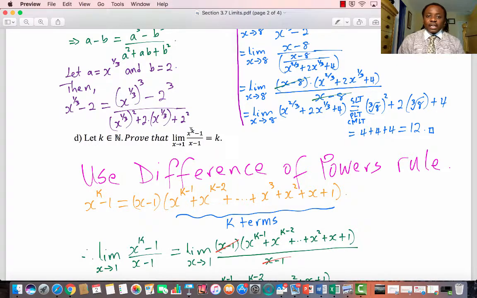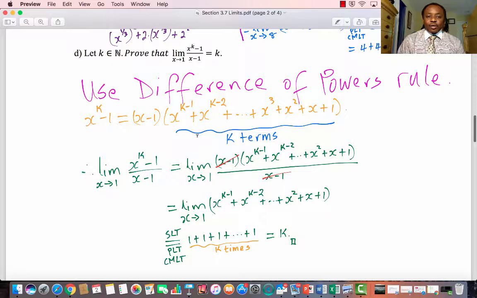Difference of powers rule. x to the k minus 1 factorizes as x minus 1 times x to the k minus 1 plus x to the k minus 2 plus and so on down to x cubed plus x squared plus x plus 1. And observe that we have k terms right here. So if we go ahead and substitute our newly found expression for x to the k minus 1 back into our limit problem, then we end up with the limit as x approaches 1 of x to the k minus 1 divided by x minus 1, which is the limit as x approaches 1 of x minus 1 times x to the k minus 1 plus and so on up to x plus 1, divided by x minus 1.